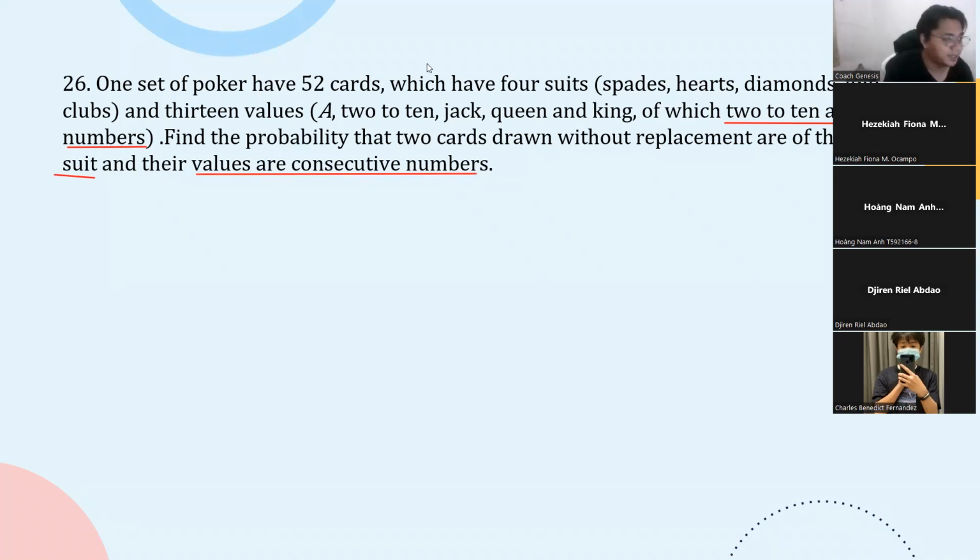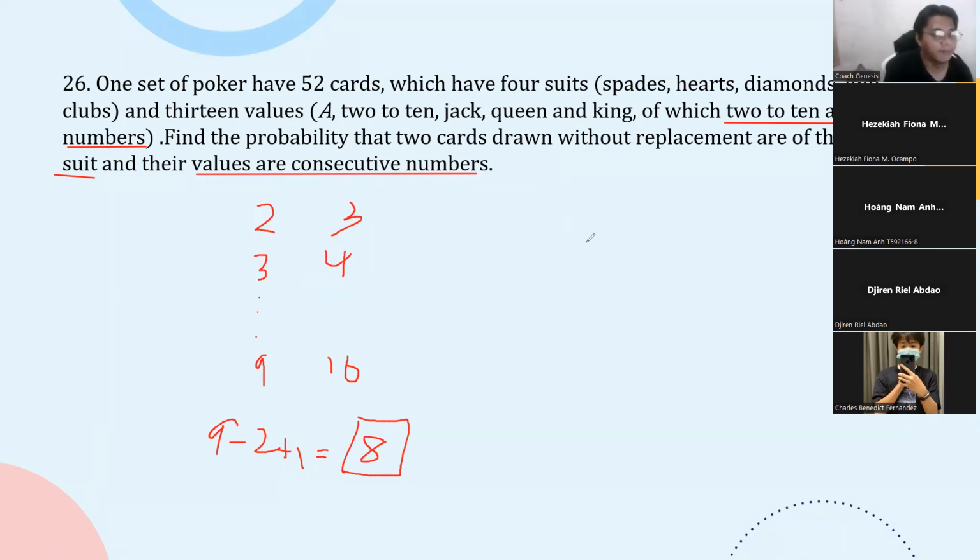Okay, so the first thing that we will do here is to count how many possible combinations we can have for consecutive numbers. So you have 2 and 3, 3 and 4, until 9 and 10. So how many combinations is that? So you have 2 to 9, that will just be 9 minus 2 plus 1, which is equal to 8. So there are 8 possible ways to have consecutive numbers.